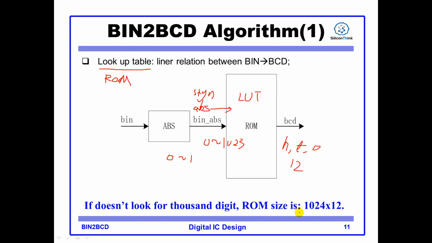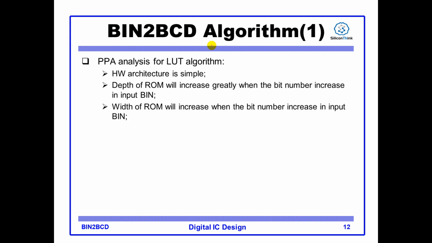So we get the ROM size. Okay, when you have an idea, you have to analyze the PPA, power performance area, for this idea. For the LUT algorithm, the hardware architecture is simple. Yes, it's straightforward. But there are two problems for this algorithm. The first is the depth of the ROM will increase greatly when the bit number increases in the input bin.